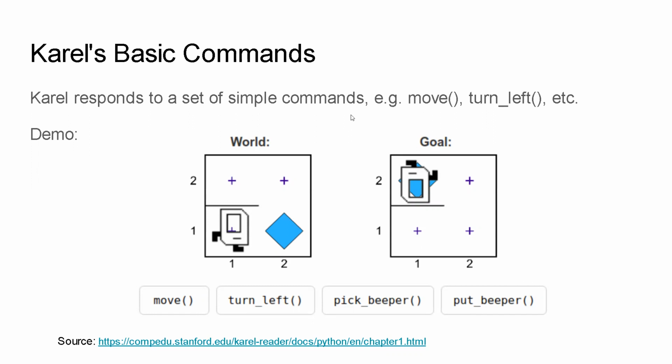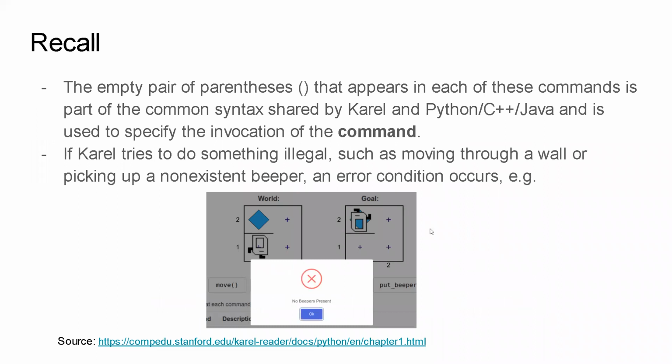So it can respond to simple commands. But in its original version, there's no turn right by default. One reason for that is to teach the user to declare functions. So the beginner could declare a turn right function by herself, and you could have a turn around as well, and pick beeper and put beeper. The empty pair of parentheses, recall, is used to denote a function.